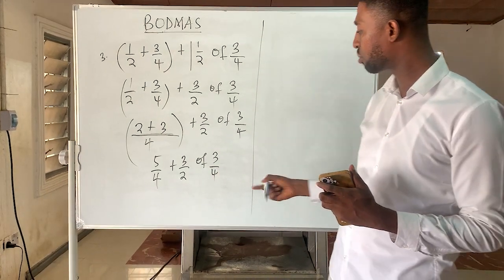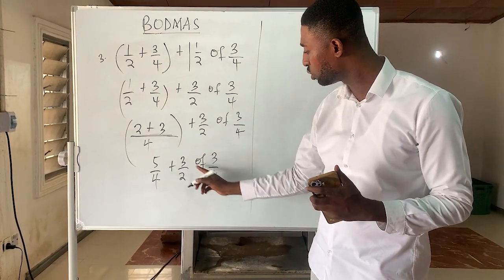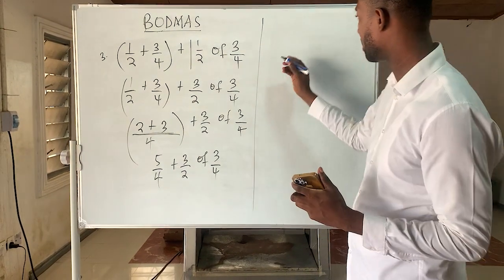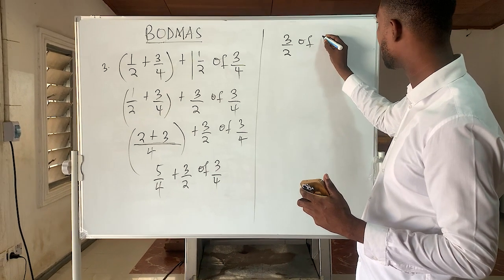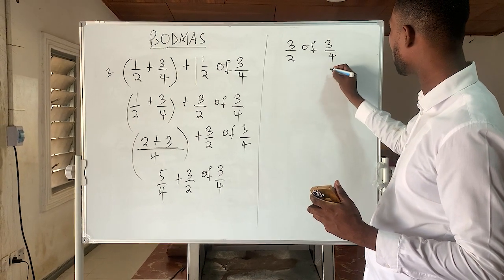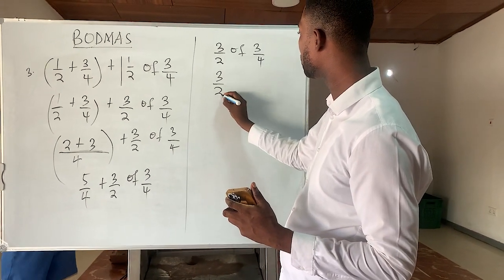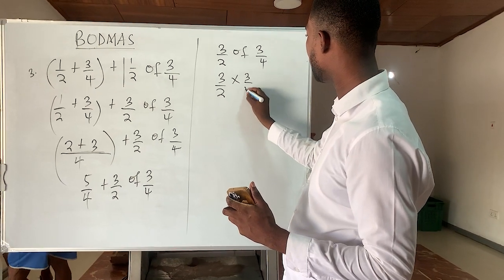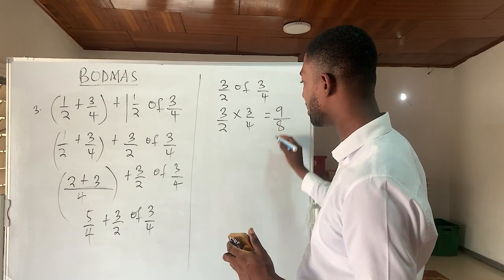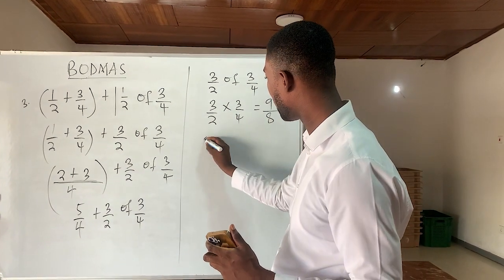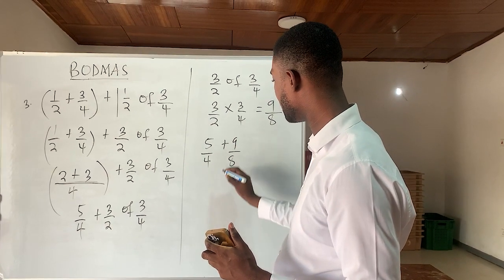Now once we are up to this point and there's no brackets, we need to move on to the order. And normally we use of, so we need to simplify this side of the question, which is 3 over 2 of 3 over 4. So we change the of to multiplication. We are going to have 3 over 2 times 3 over 4. And the final answer will be 9 over 8. So then finally, we are going to have 5 over 4 plus 9 over 8.